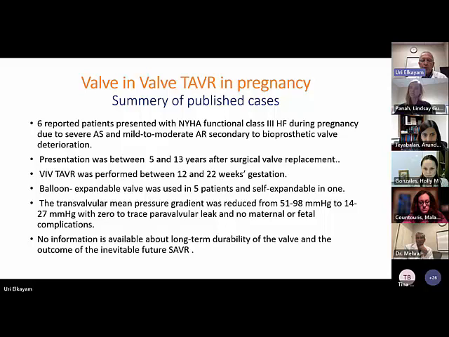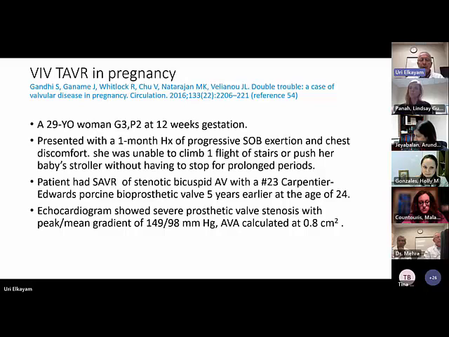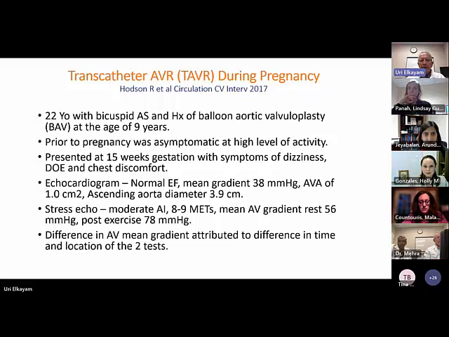Balloon expandable valve was used in most of the patients and self-expandable in only one. The transvalvular mean gradient really improved significantly. There's no information about long-term follow-up in this patient population, so we don't really know the durability of this valve. This is one case. I'm not going to go into details because I want to leave time for discussion that had the valve-in valve. This is the only case published in the literature of TAVR in a native valve.